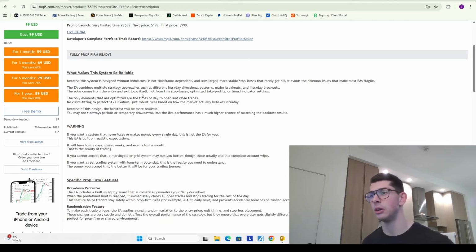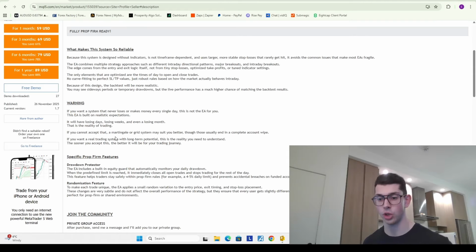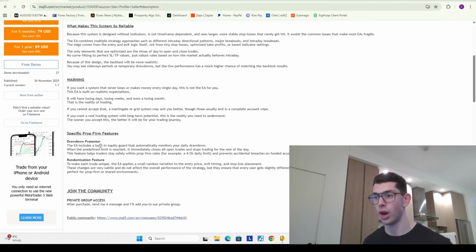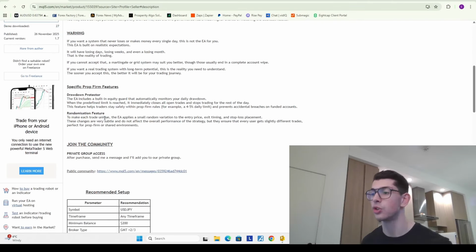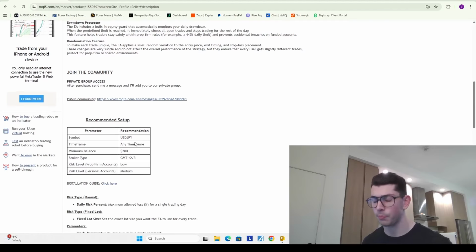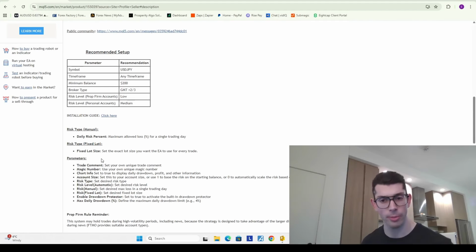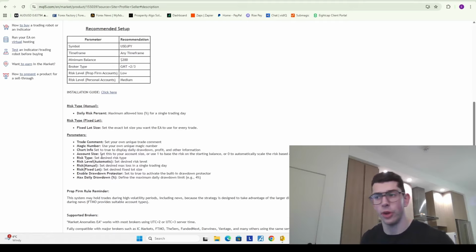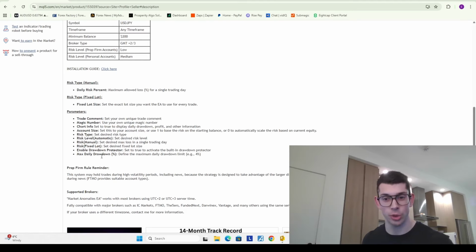Some of the other features besides what I mentioned is that there is a drawdown protector and a randomization feature, making this prop firm appropriate. At the same time, there are different parameters here to control the risk, which is always very helpful because you want to be able to cap your own drawdown and adjust risk based on your own preferences. Personally, I usually run quite a few bots in a portfolio setting with lower risk. I find that works super well, and the fact that he gives you a few different ways to control the risk is very helpful.